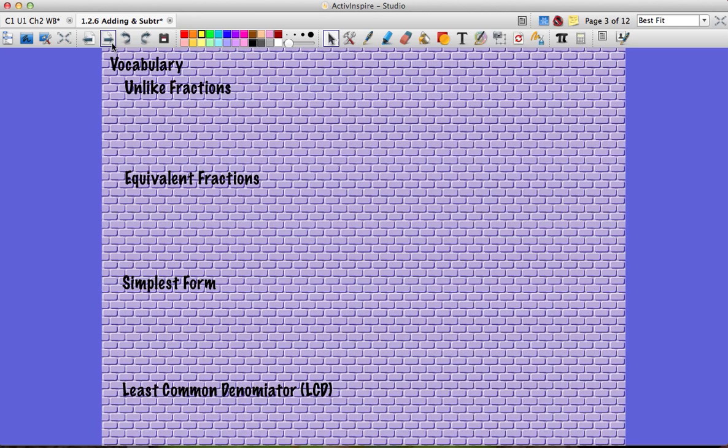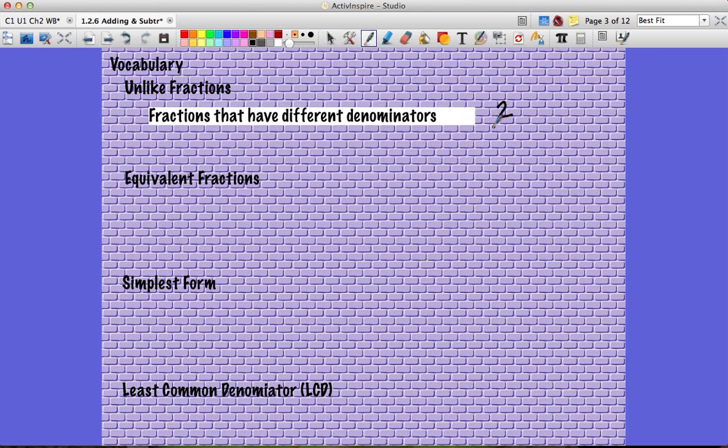From lessons 1 to 5, we learned that like fractions are fractions that have common denominators. Unlike fractions, so we can see, unlike would be the opposite of like. So unlike fractions would be fractions that have different denominators. And more often than not, this is what we see. So when we're looking at an addition problem, we would probably see numbers like 2/3 and 1/4. These are unlike fractions because they have different denominators.